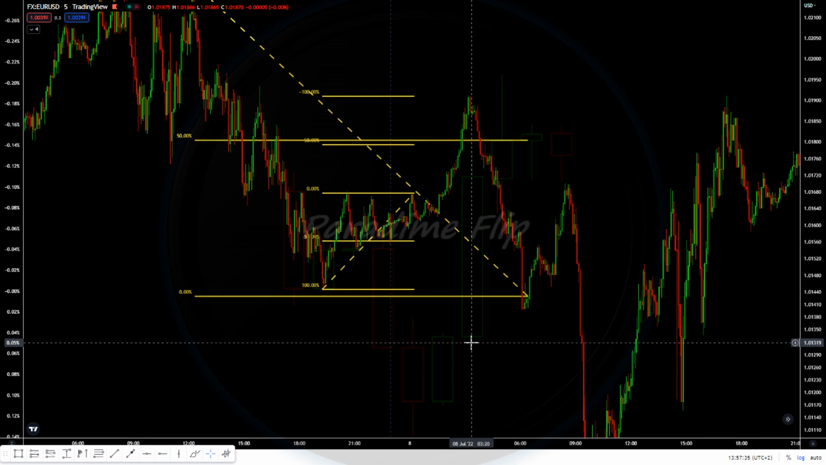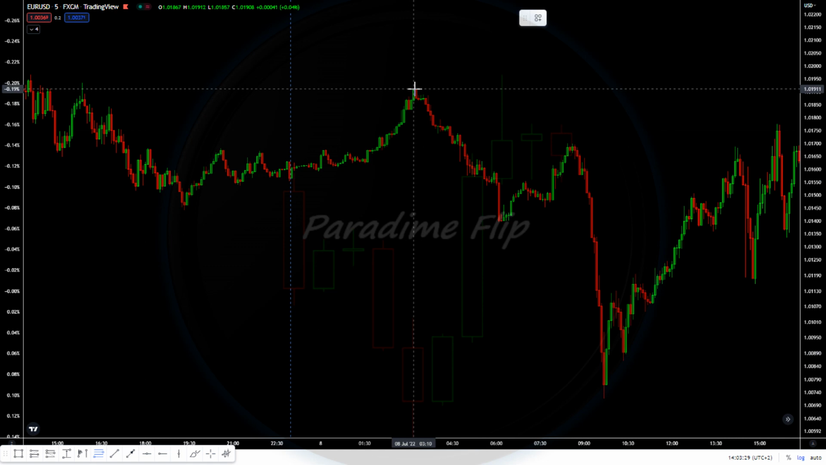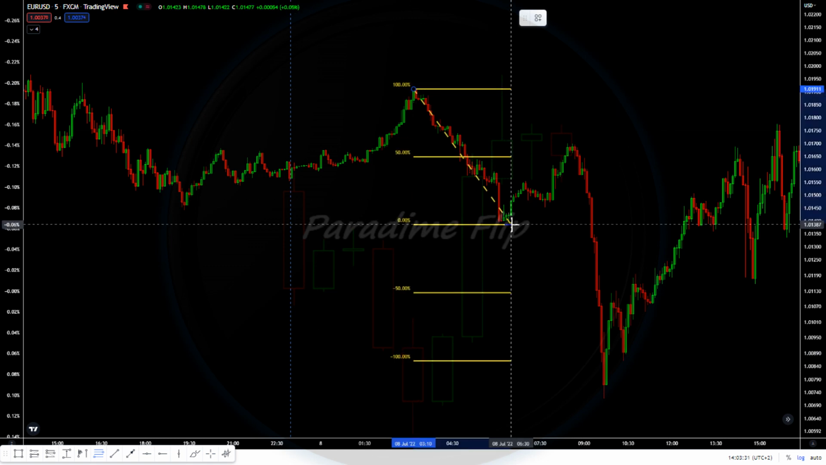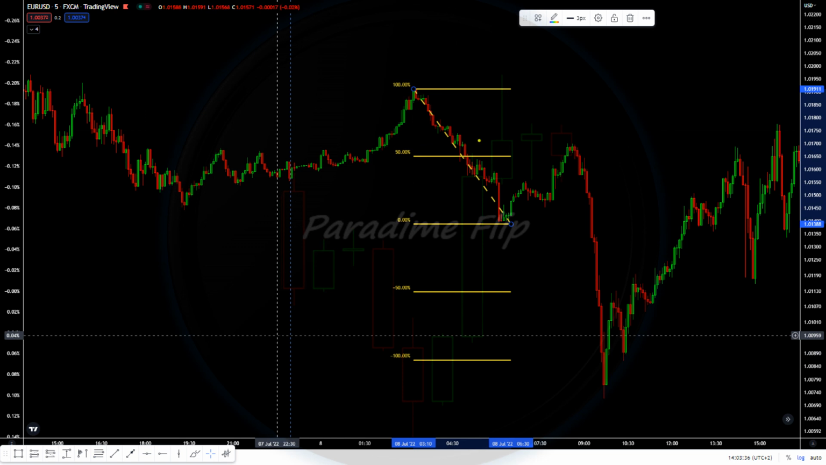Right, so now we can have a look at this impulsive move. We draw a fib over it, we get the pullback, and you'll notice that price reaches the 50.